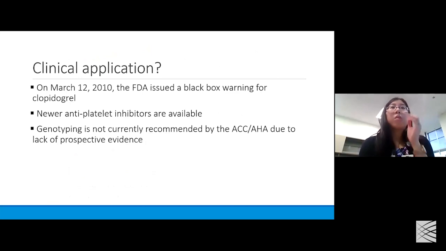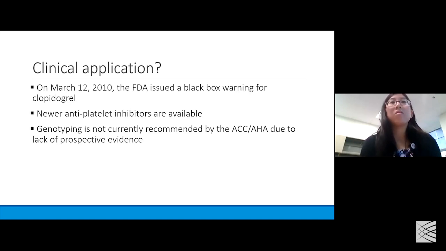And so, the question is whether this has been applied clinically given this data. And so in 2010, the FDA advised practitioners to consider alternative treatment in those who are poor metabolizers based on their CYP2C19 genotype, and to identify patients by genotyping who would fall into this category. And the question is, has this really been taken up by the cardiology community? And currently, as it stands, genotyping is actually not currently recommended by the ACC and the AHA.